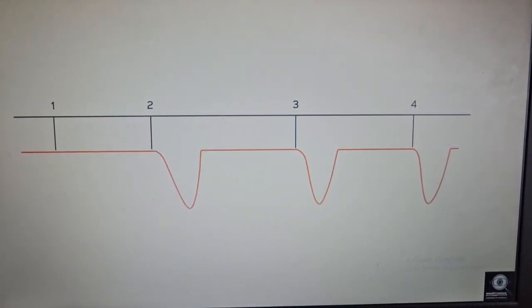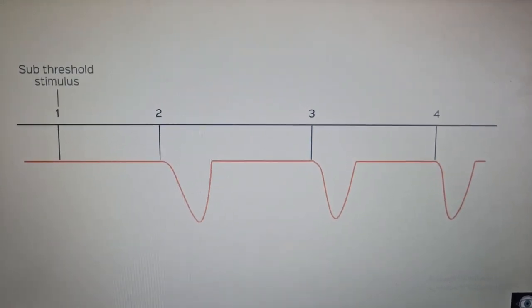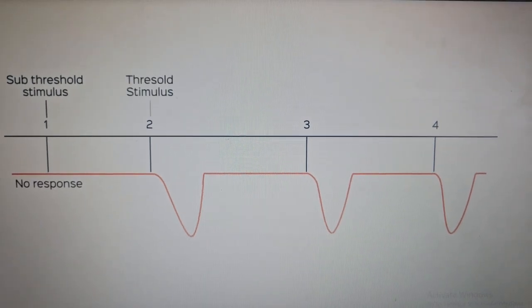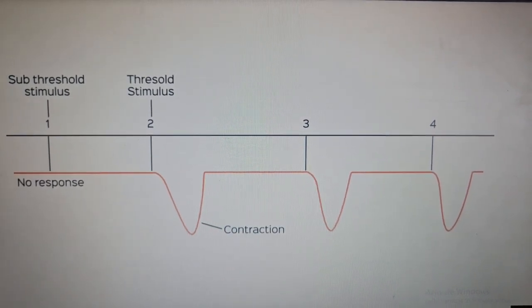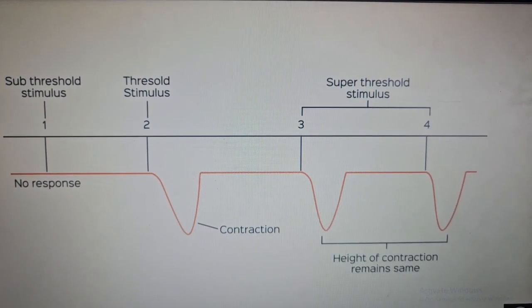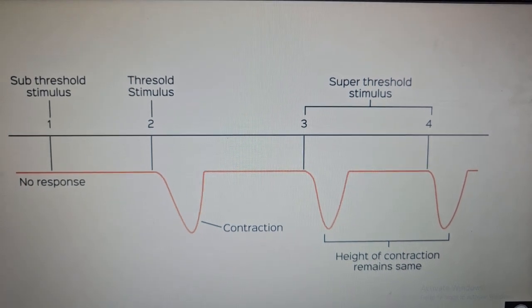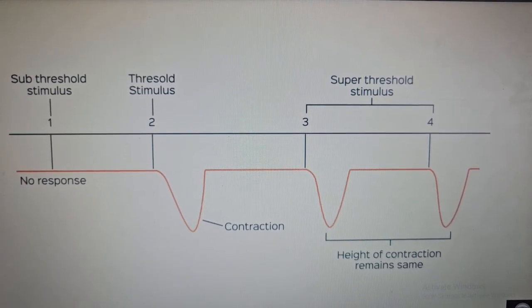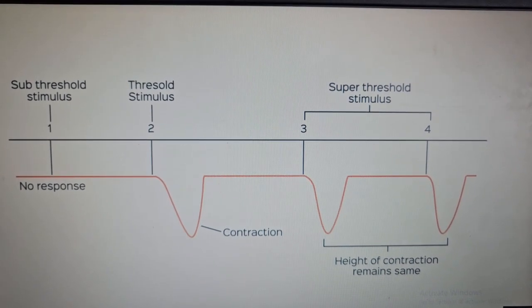This is because the heart muscles and the heart as a whole follow the all or none law. This means that only a threshold or supra-threshold level stimulus can elicit a response from the heart muscles. And increasing the strength of stimulus above the threshold level does not correspondingly increase the strength of contraction.